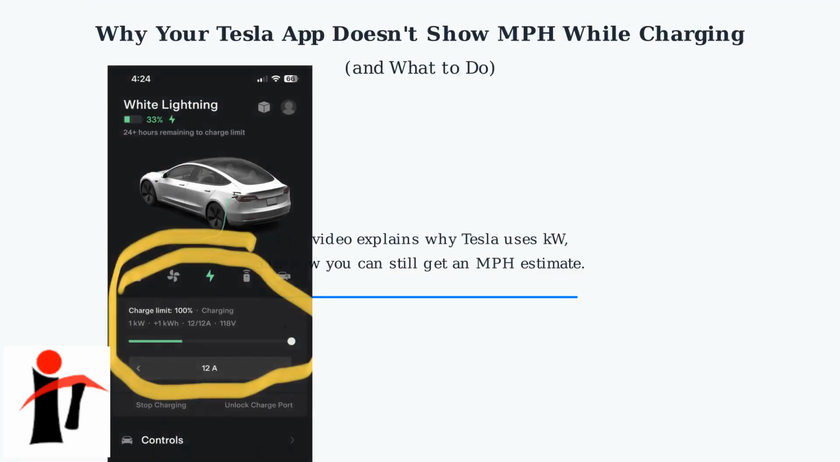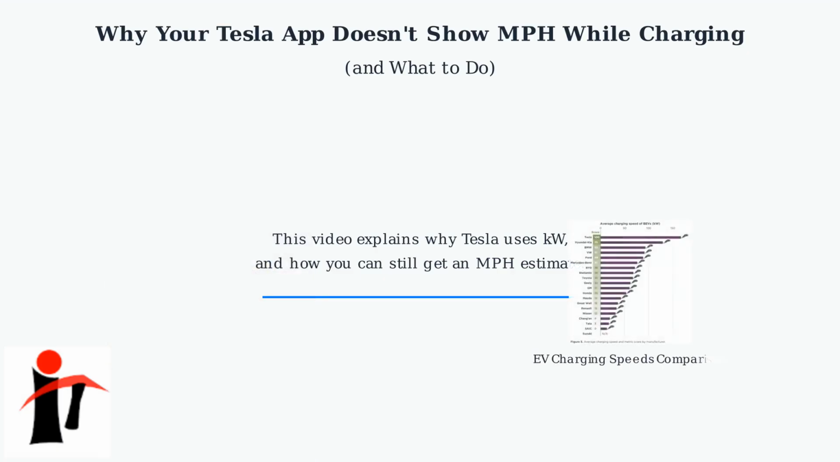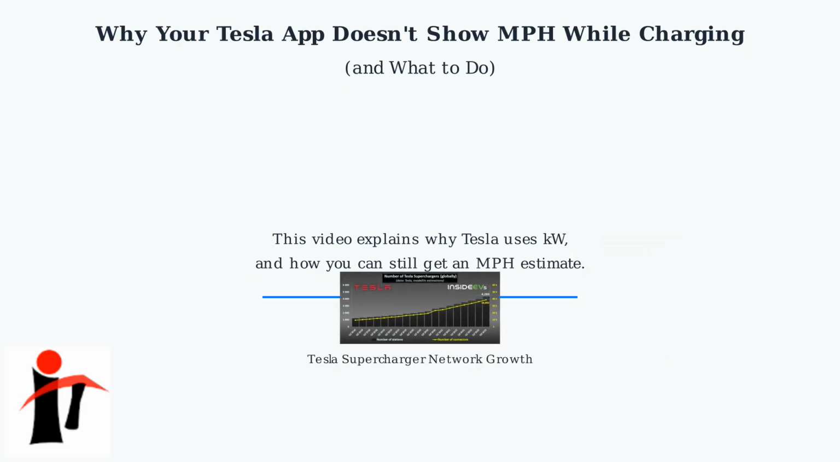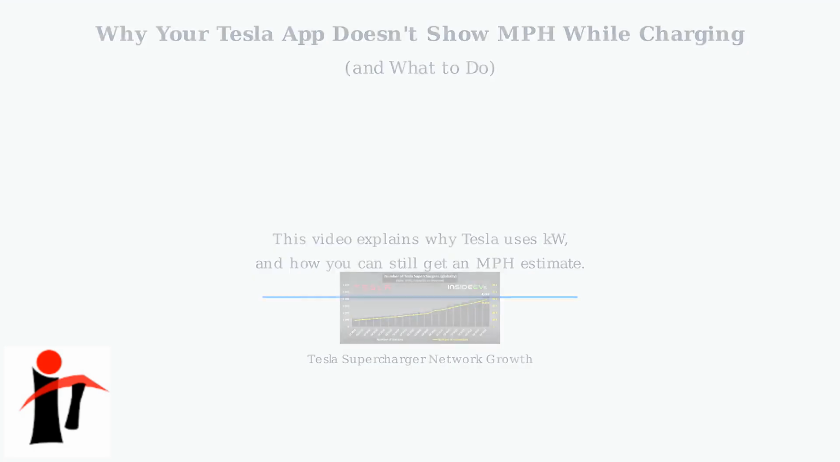Here's what the Tesla app typically shows during charging: kilowatt rate, battery level, and time remaining. Tesla leads in charging speeds, but the app prioritizes technical kilowatt measurements over user-friendly MPH displays. As Tesla's Supercharger network grows, understanding charging metrics becomes even more important.